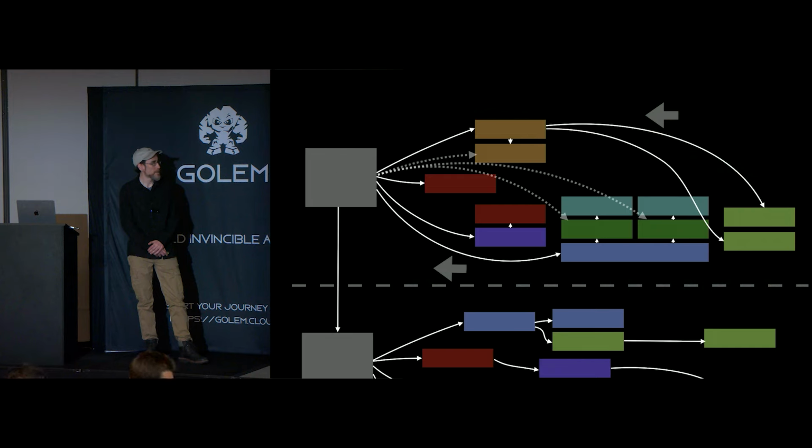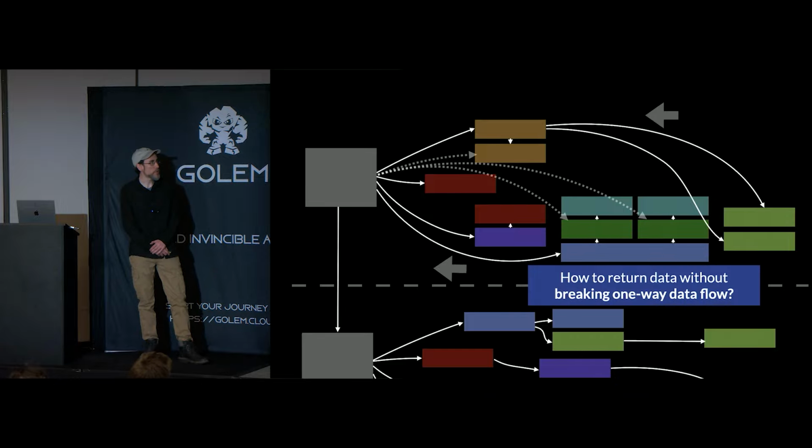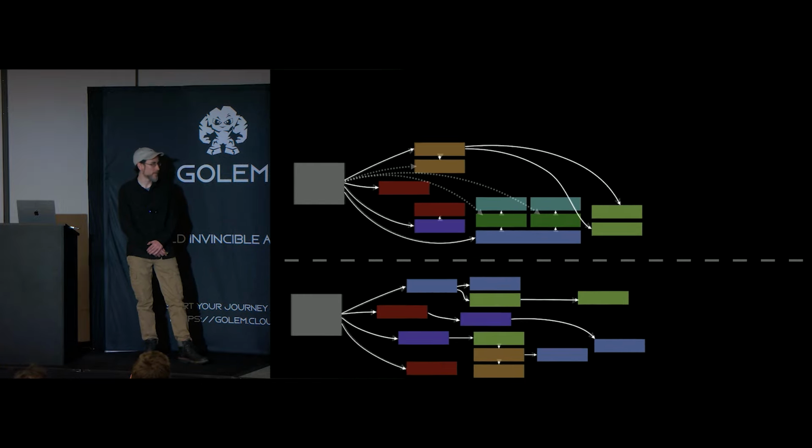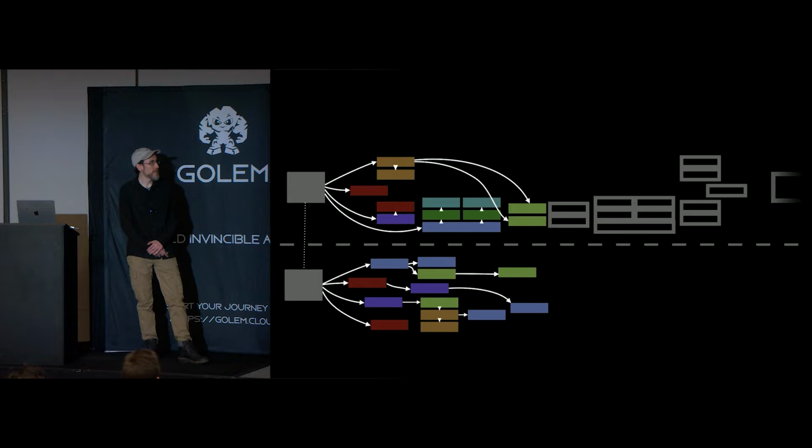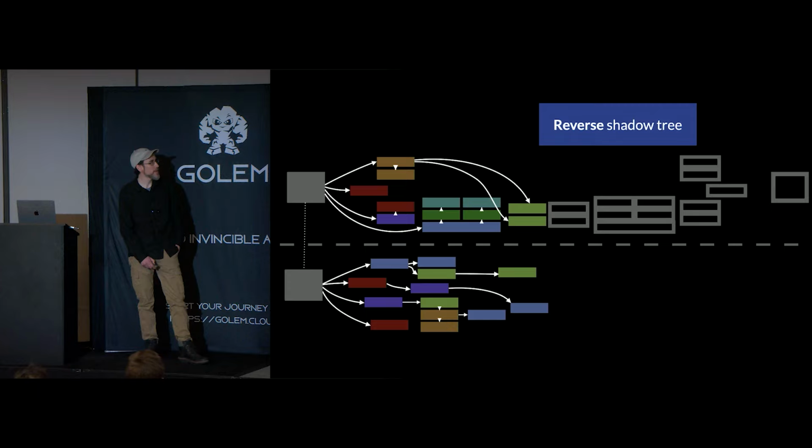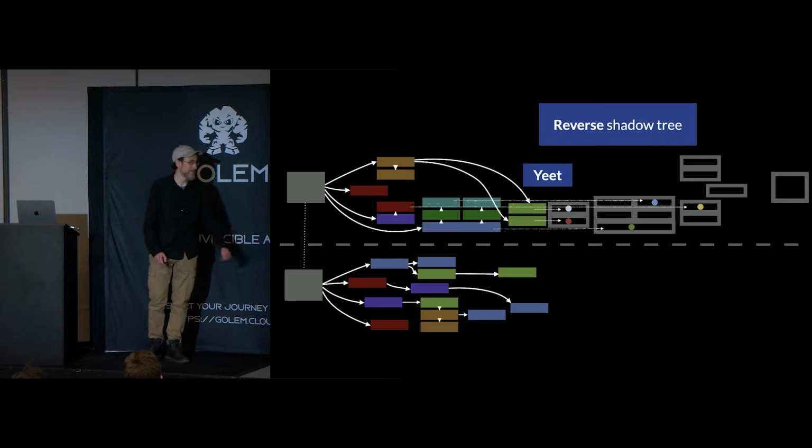And then the question becomes, how do you extend the React model so you can return data without breaking one-way data flow? And how I did this is quite simple. I just glue a mirror image of the original graph onto it, like so, a reverse shadow tree, you could call that, which are just buckets that you can throw data into. This is the yeet operation, which is etymologically sound because it's a throw for values instead of exceptions. And that's why it's called that.